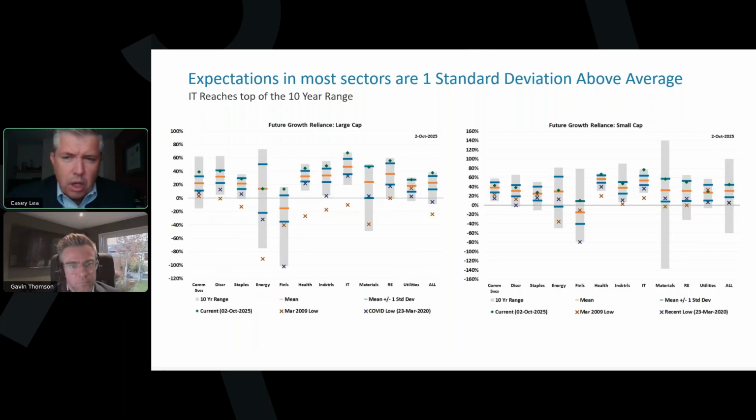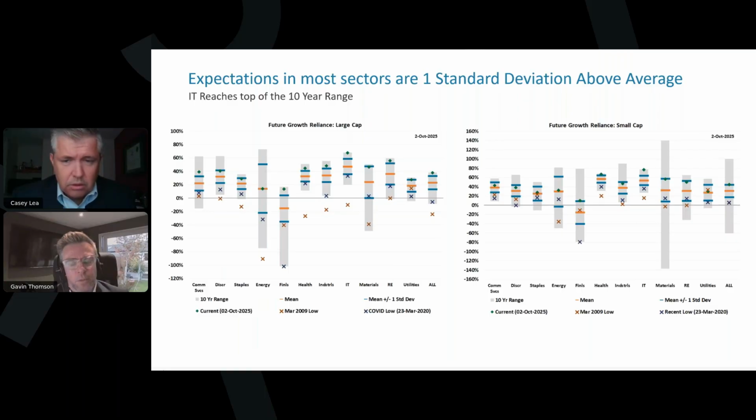On a regular basis in our quantitative reports, we gauge these expectations that Gavin has gone through and build them into a single chart. Here we plot the historical future growth reliance as the gray bars. The orange lines are the mean, or 10-year average, of the sector. The aquamarine lines are one standard deviation above and below the mean. And of course, the current future growth reliance is the green dot.